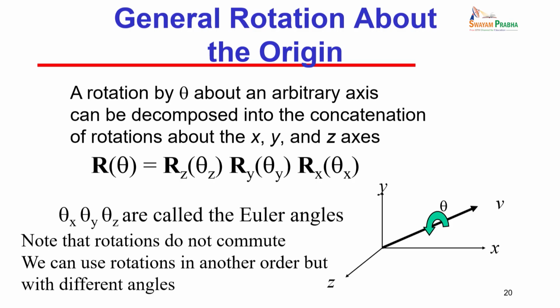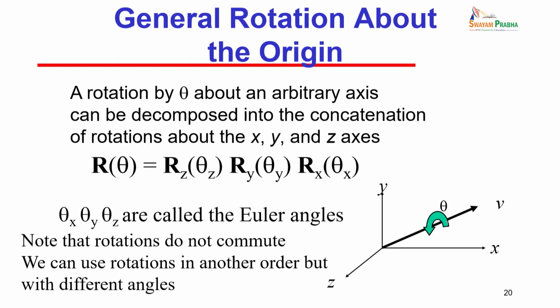Now, we will go to the rotation about the origin. You have a 3-dimensional axis: x axis, y axis, z axis. Suppose you have a vector along the i direction, j direction, k direction, and you have the rotation like this. Now, the rotation we require, ultimately we require an angle.